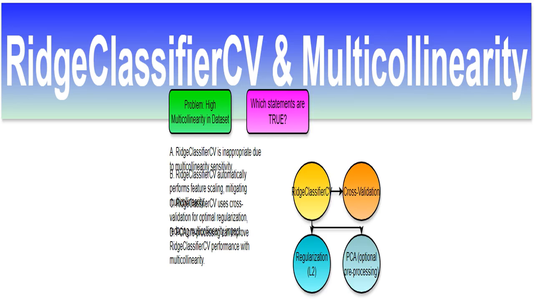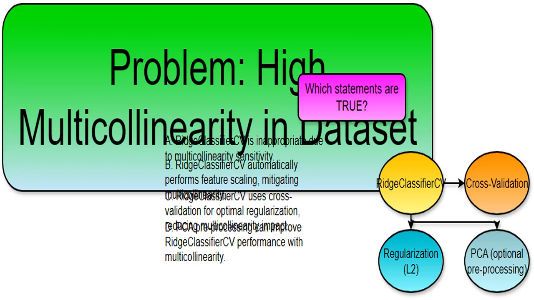I'm tackling the relationship between RidgeClassifierCV, a machine learning algorithm, and multicollinearity, a statistical problem where predictor variables in your data are highly correlated. I'll explore how well RidgeClassifierCV handles situations with high multicollinearity. I'm dealing with a dataset where the features are strongly related to each other. That's the multicollinearity problem. This makes it harder to determine the individual effect of each feature on the outcome because they're all kind of influencing the same thing.